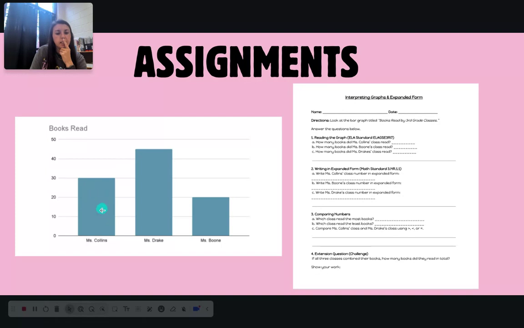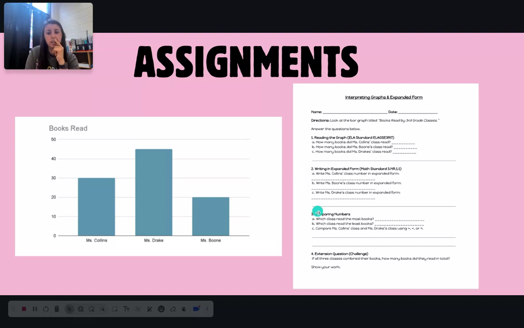So this assessment, it looks like this. We have how many books did Miss Collins' class read, how many books did Miss Drake's class, how many books did Miss Boone's class, and then as you can see over here, they are going to read the graph and they are going to tell how many books each class read. They're going to write it into expanded form, and they're also going to tell me who read the most and then use some compare and contrast symbols. And that is a skill that they've been working on since kindergarten.